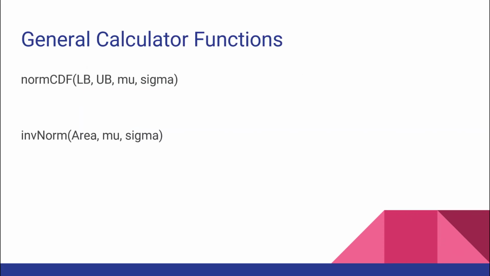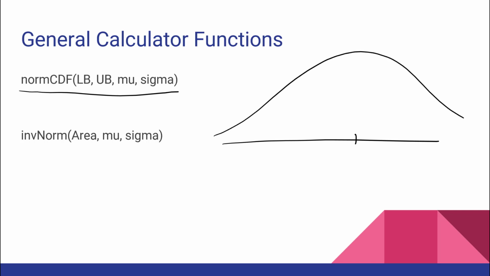So finally, there are some calculator functions that you should probably pay attention to. I will go deeper into these in my calculator video, but I'll give you a general overview of what they're for. Your norm CDF function is a function that you'll continually use throughout all of stats. It's basically, when given a normal model, let's say this is mu, and then mu plus sigma is over here, mu minus sigma is over here.